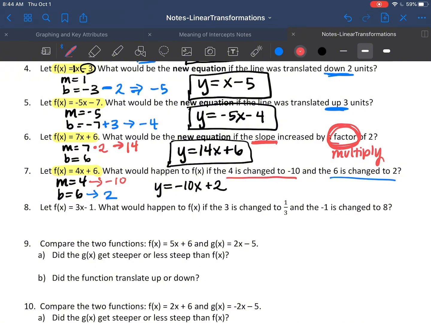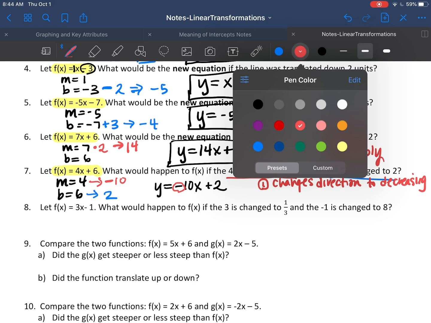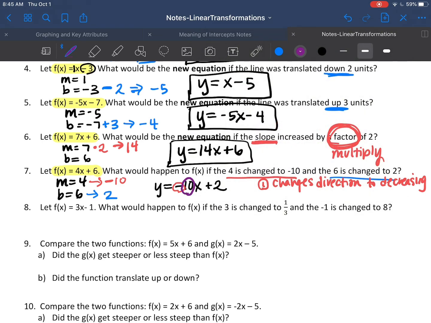And so comparing it to the original, the slope is now negative, so the first change I can say is it changes direction to decreasing. It is now a decreasing line, so it changes direction all because of that negative. Okay, the next change is it's changing from a value of 4 to a value of 10. So it is also steeper.